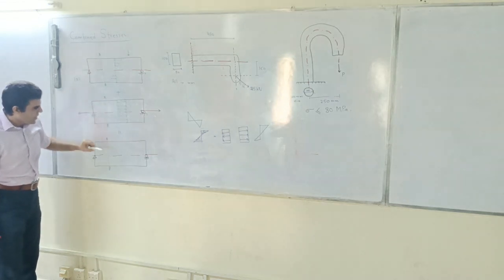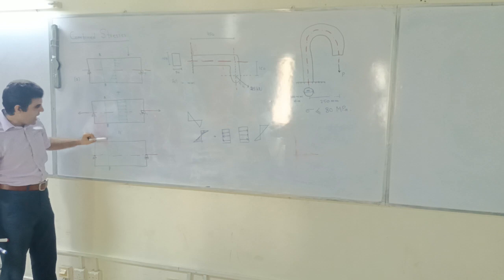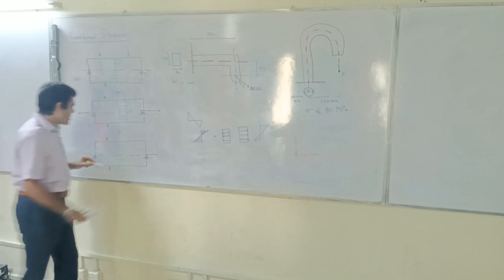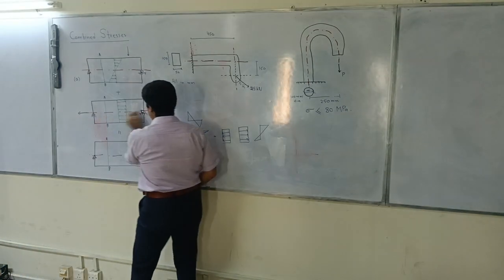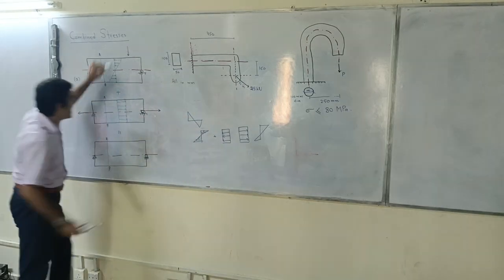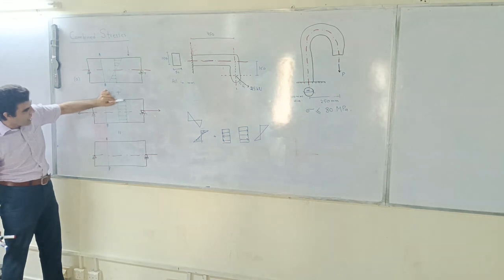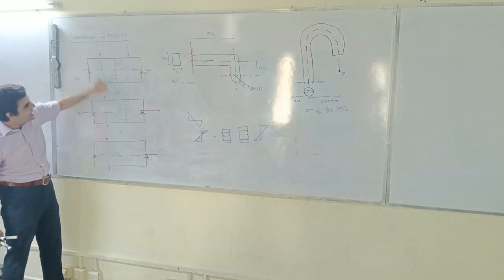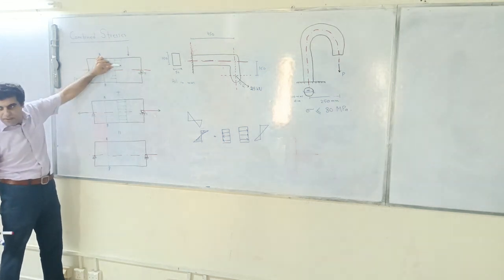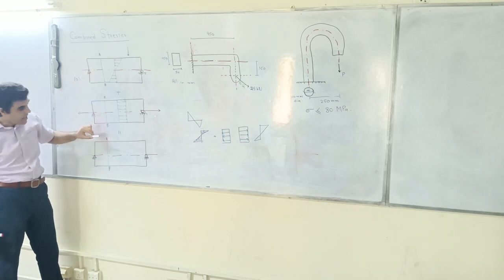So see, when I add these two stresses, they need to be added. Why? Because they are in this direction. They are in the horizontal direction, so I can clearly add them up. So you see, this portion which is above the neutral axis cancels out some effect of this compression because they both are in negative direction.